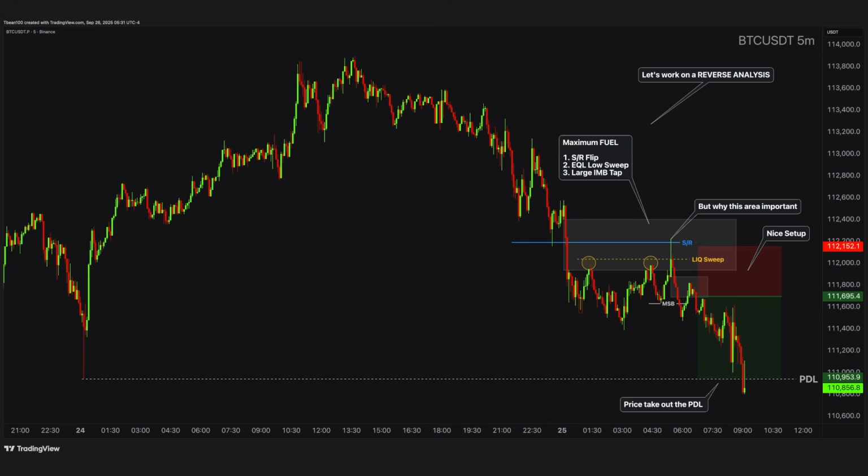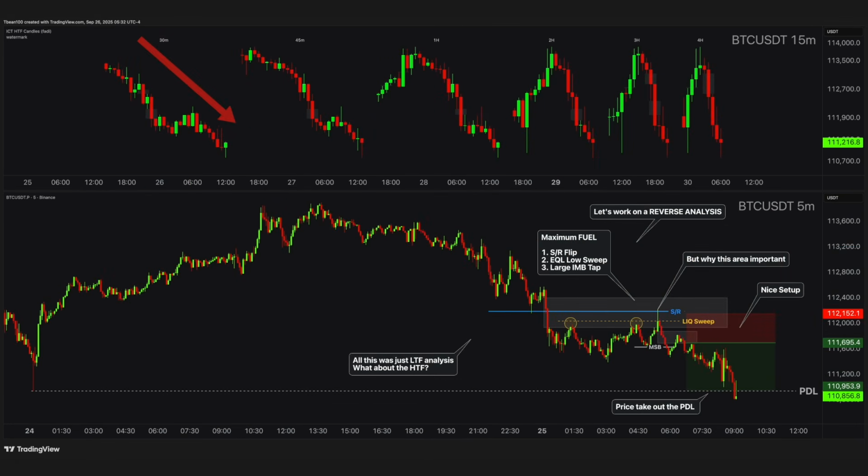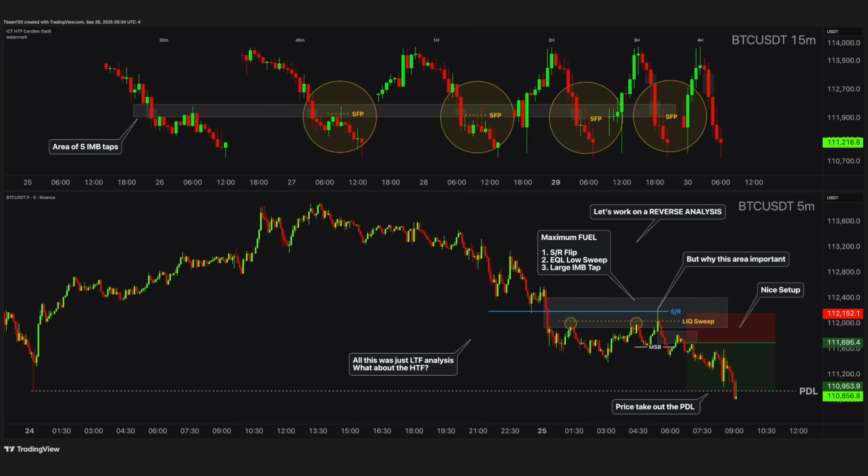However, remember that is just the low time frame analysis. What matters the most is what happened on the higher time frames. Let's take a look at the top to see the higher time frame action. First of all, you can clearly see price was crashing badly on the higher time frames, and the downtrend is obvious. Right at this point, you can notice the 5 imbalance taps in total. And this is combined with 4 swing failure patterns sitting right inside those imbalances.